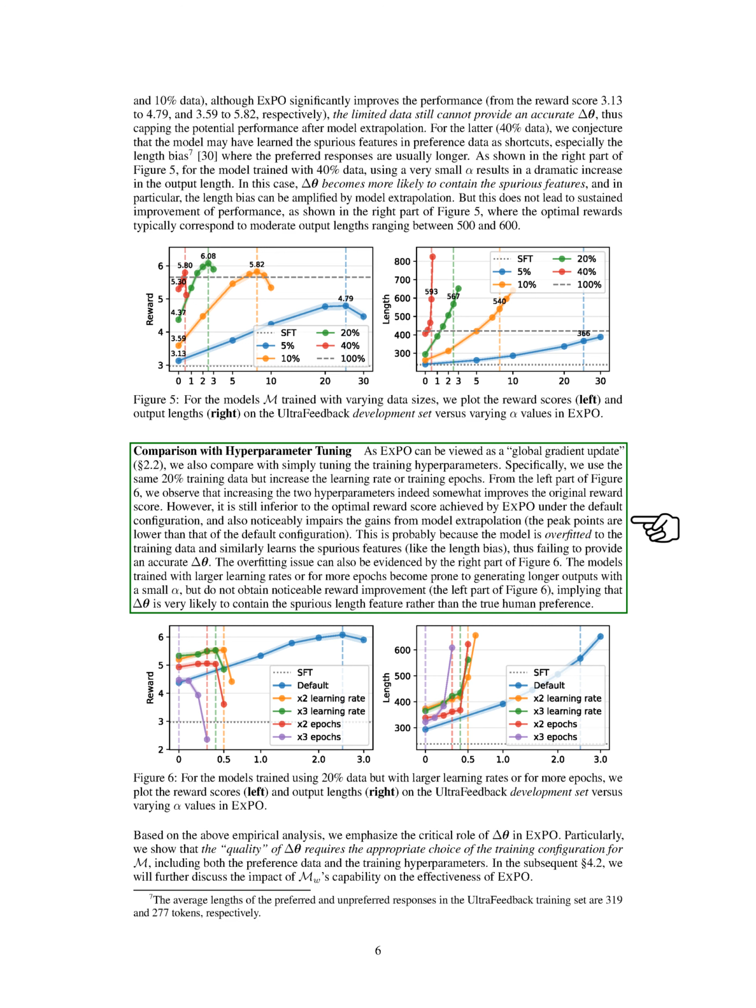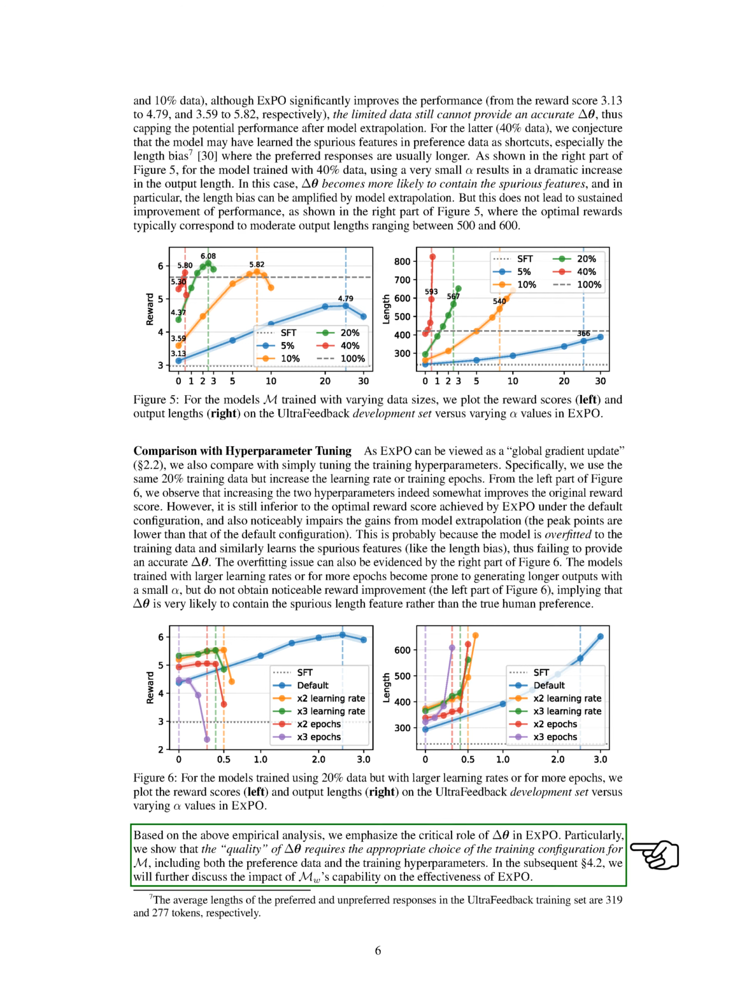Models trained with higher learning rates or more epochs tended to generate longer outputs with small alpha but did not show significant reward improvement, indicating that Δθ likely contained spurious features rather than true human preferences. We highlighted the importance of selecting the right training configuration for M to ensure the quality of Δθ. Additionally, we discussed how the capability of M_W impacts the effectiveness of EXPO in the subsequent sections.